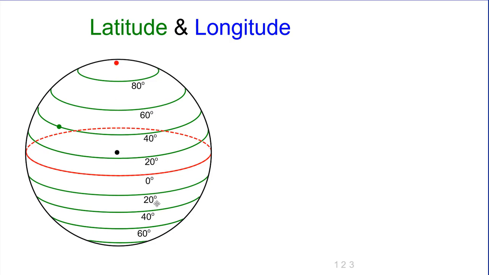Okay, then you also have the degrees south as well, which sometimes they use negative numbers to denote. Also, they'll just say like 40 degrees south. Works just fine. Okay, so those are lines of latitude.